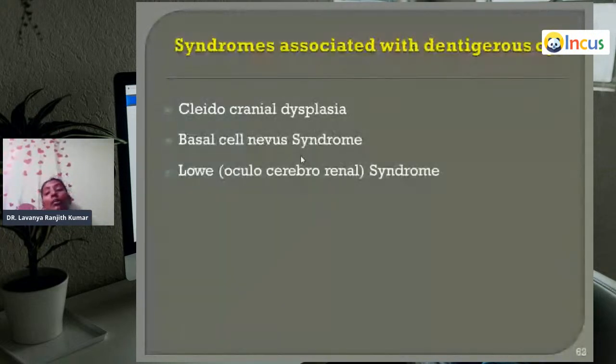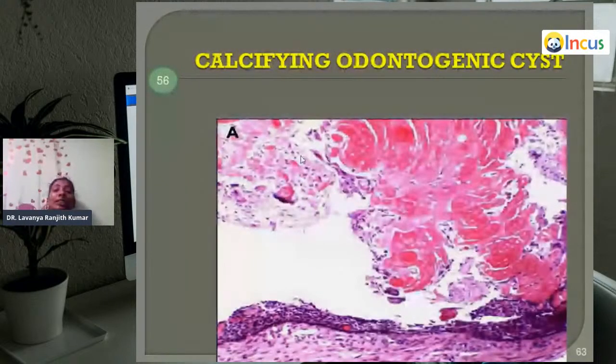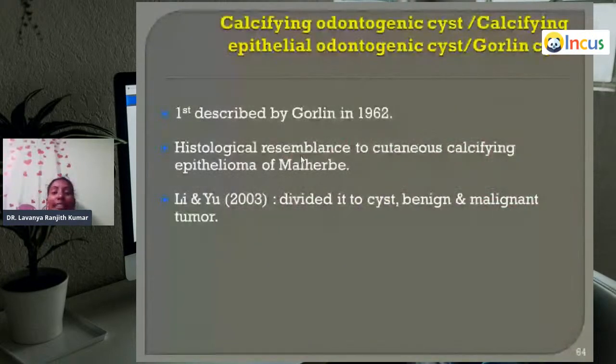The syndromes associated with dentigerous cyst are cleidocranial dysplasia, basal cell nevus syndrome, and Lowe syndrome, which is called oculocerebrorenal syndrome. So coming to the next important cyst, which is called calcifying odontogenic cyst. It is also called calcifying epithelial odontogenic cyst or Gorlin cyst, which was described by Gorlin in 1962. Its histological resemblance is to cutaneous calcifying epithelioma of Malherbe.